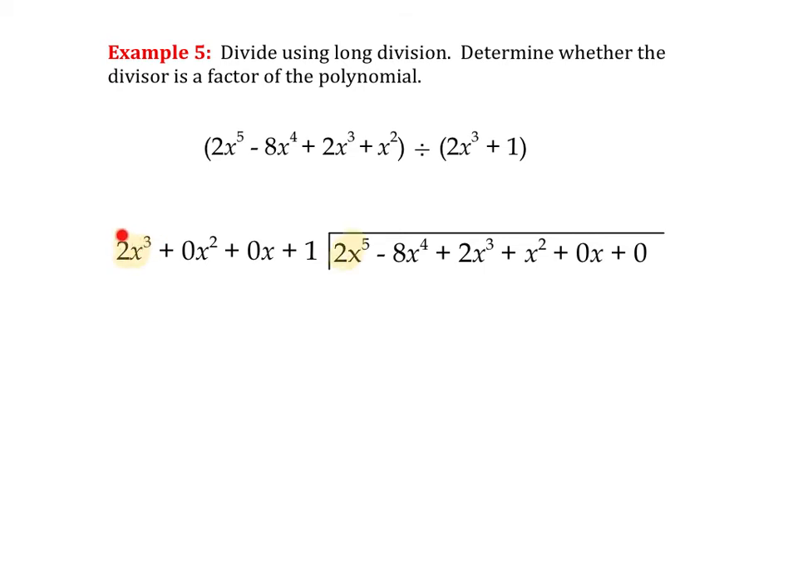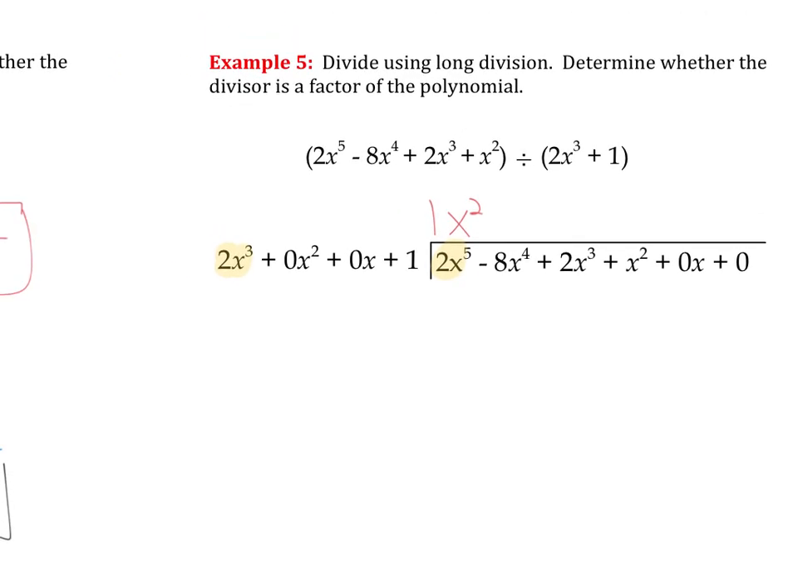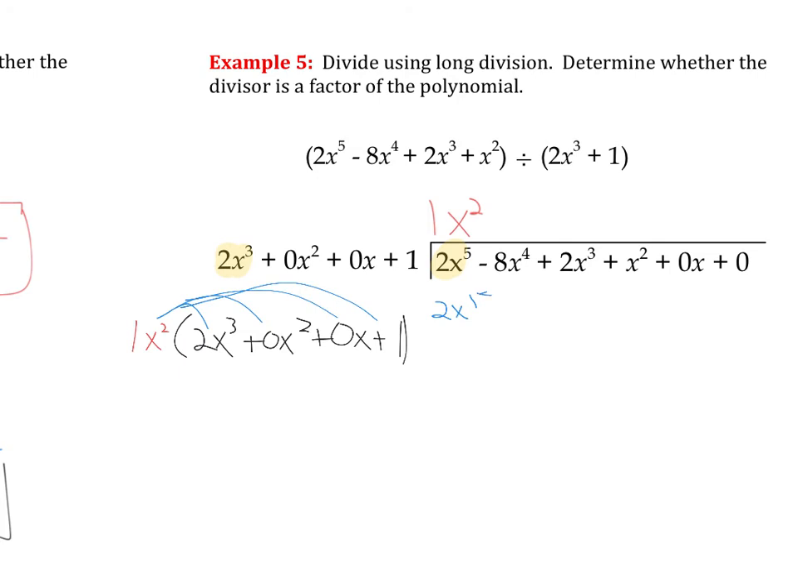What do I multiply 2x to the 3rd by in order to turn it into a 2x to the 5th? Well, I would multiply it by 1, and it needs 2 more x's, so 1x squared. I will then take that 1x squared, and I'll distribute it into my divisor of 2x to the 3rd plus 0x squared plus 0x plus 1. That's a boatload of distribution. So we're going to have 2x to the 5th, zeros showing up, so 0x to the 4th.